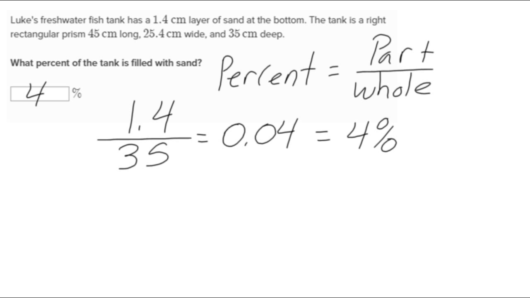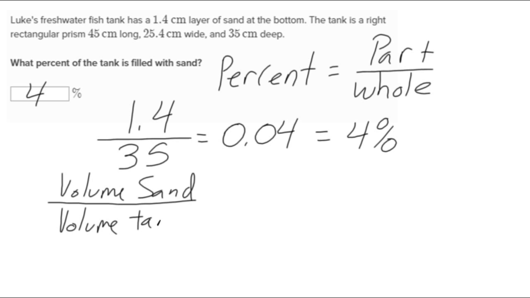Some of you might have said, well, I didn't do it that way. I did the volume of the container, our rectangular prism, the tank, and then you did the volume of the sand. I'm sorry. You figured out what the volume of the sand was, and then you divided by the volume of the tank. Yes, that should have also given you 0.04 or 4%.